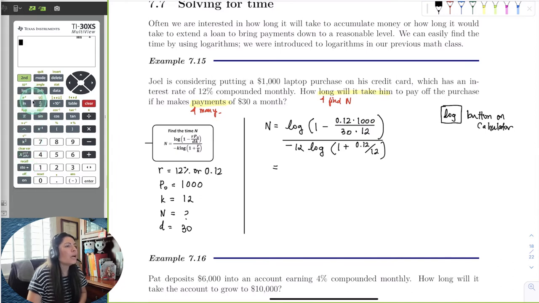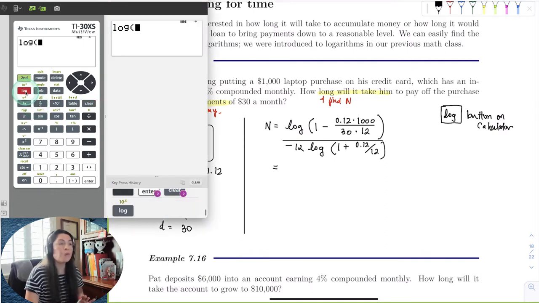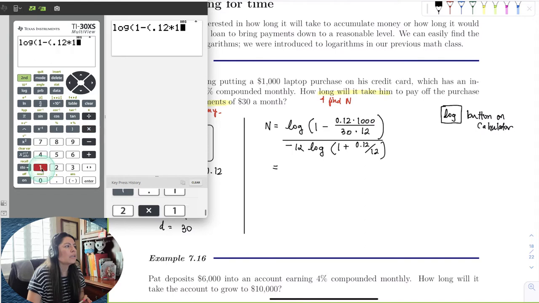And so if you do this, we can hit log. Notice it prompts for the parentheses. 1 minus, and then we can go ahead and do the parentheses on the quotient of 0.12 times 1,000 divided by parentheses 30 times 12. Parenthesis for the fraction, and parenthesis for the log. And divide that by parenthesis negative 12 log, so the log again is on this left column, parenthesis 1 plus 0.12 divided by 12. Okay, so close the log argument right there, and then close the denominator and hit enter.